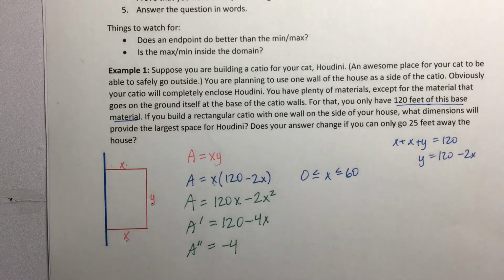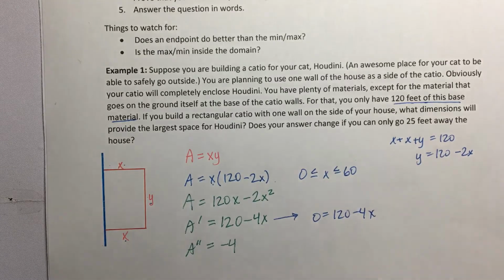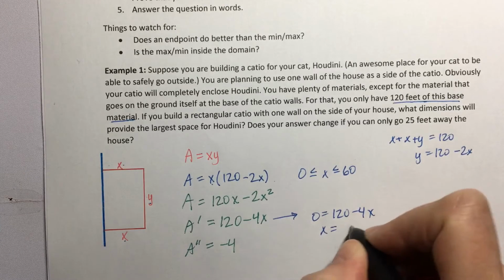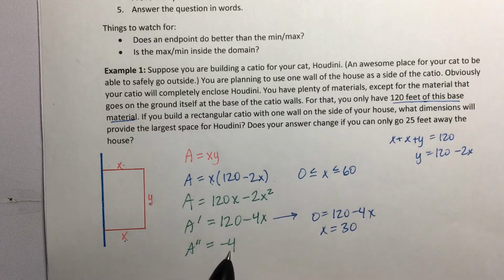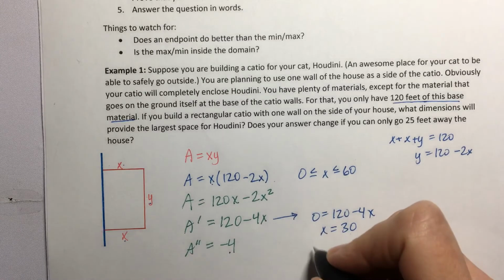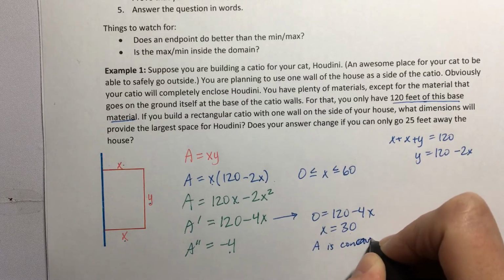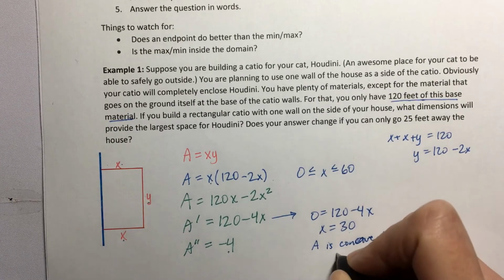So if we're finding where our derivative is 0, set my derivative to 0 and solve for x. So x would be 30. And we want to show that, yes, for sure, this is a maximum by looking at our second derivative. Since we have a second derivative of negative 4, A is concave down. And so if you have a flat spot in a derivative, we know we have a maximum.